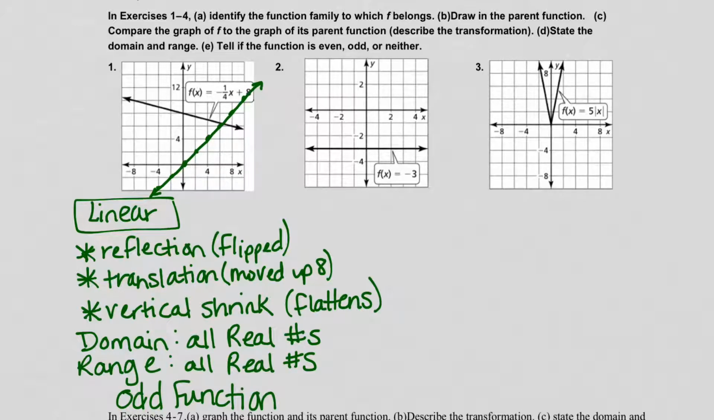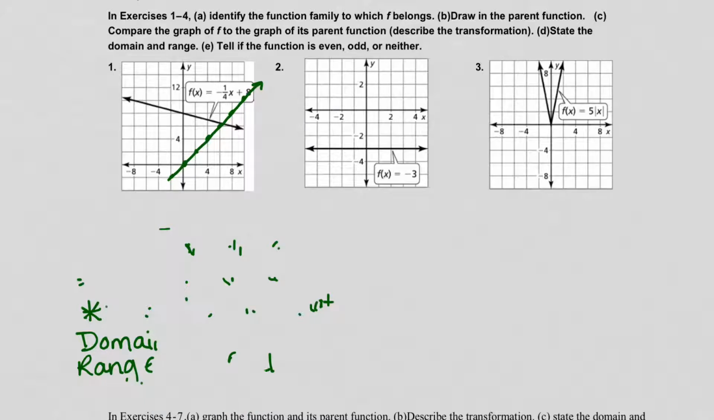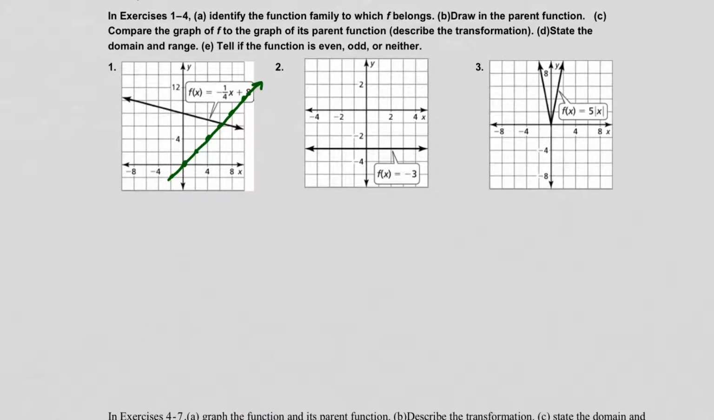Okay, so for graph number 2, I'm going to have to erase all of this to make room. We need to first identify this function. Well, it's going straight across from left to right. That is linear, but for the purposes of what we're doing in this packet, we are going to say that it is a constant. It is constantly one number. So that is the function family.